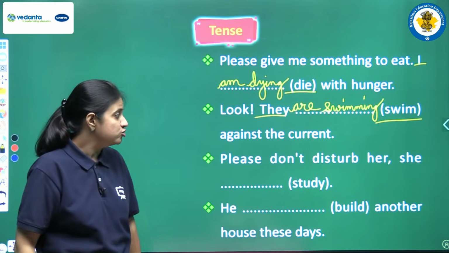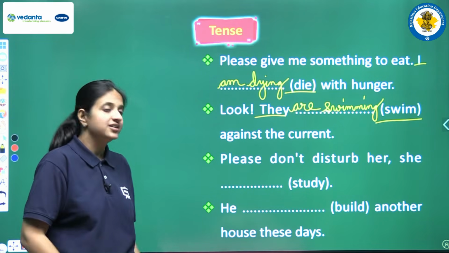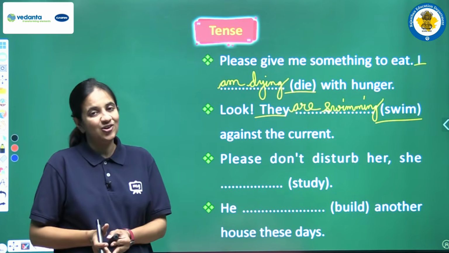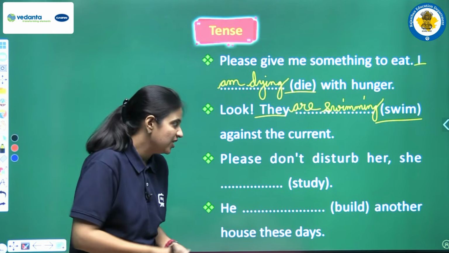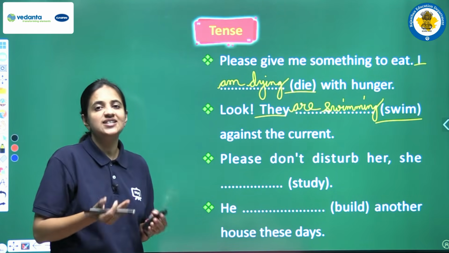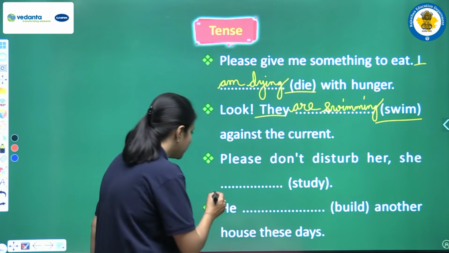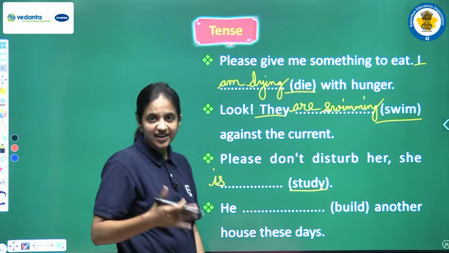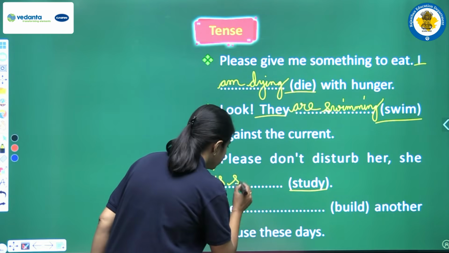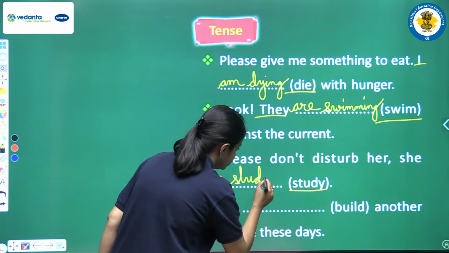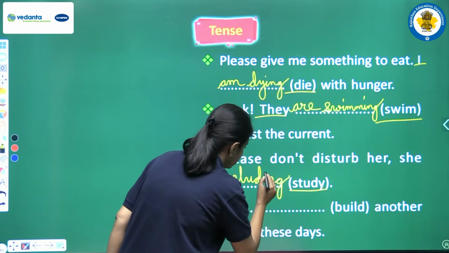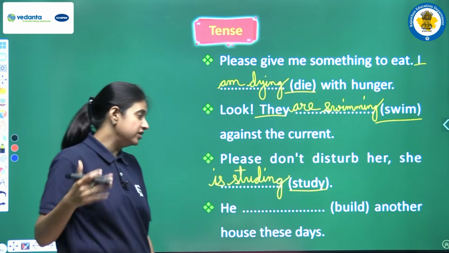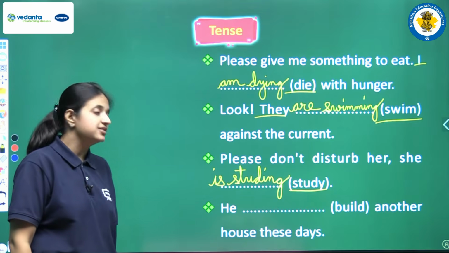Next is please don't disturb her, she study. Okay, so present continuous tense is here, and we have she as subject. She is a singular subject, so we will write is for she, and study we will add ing, so it will be studying. So our answer will be please don't disturb her, she is studying.